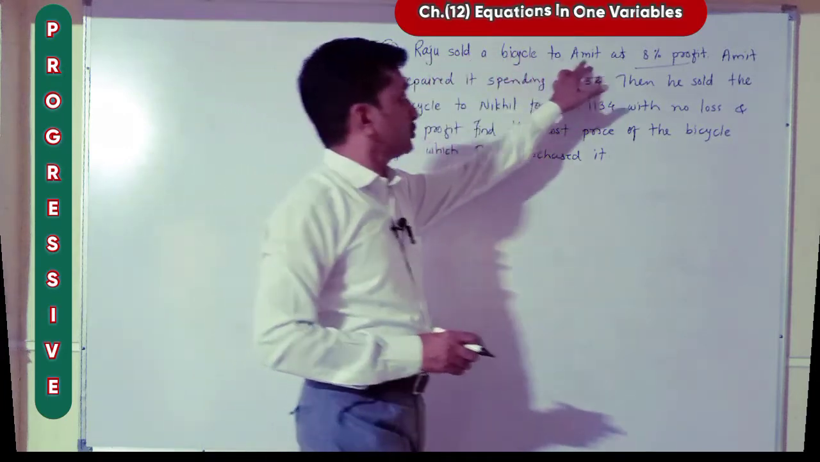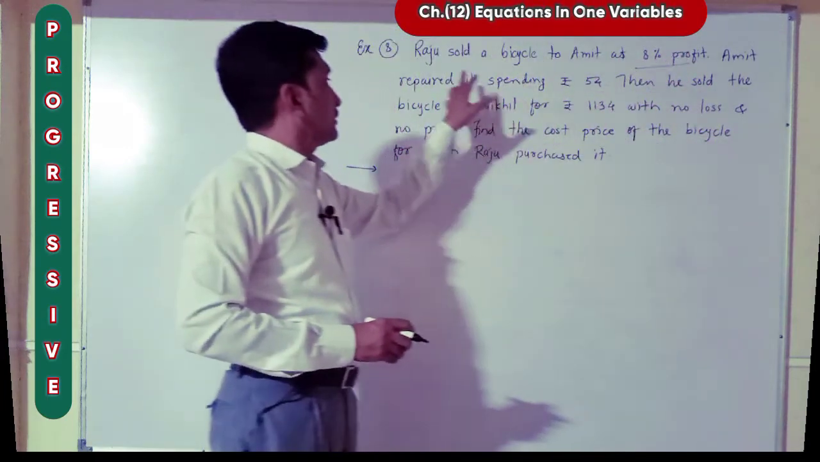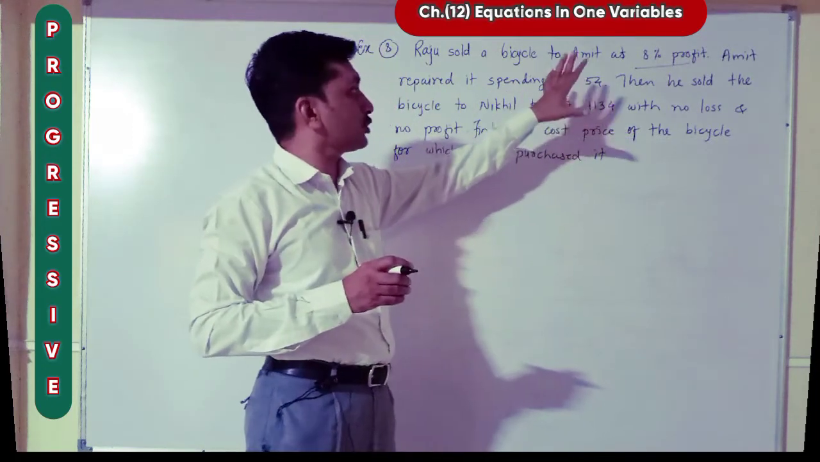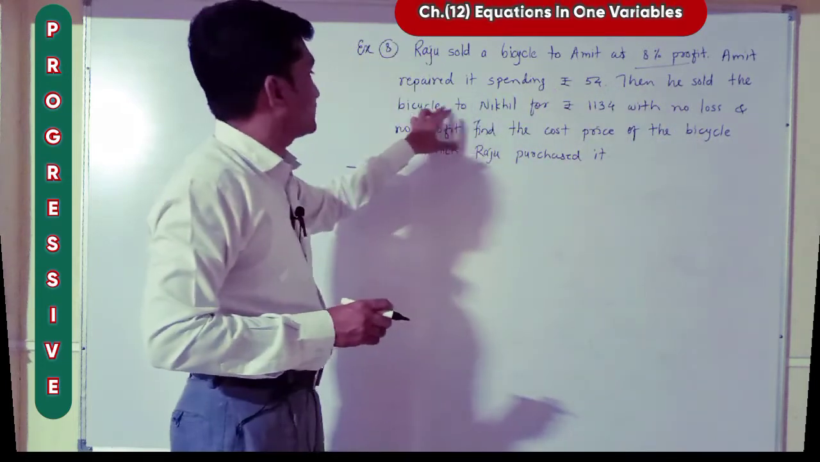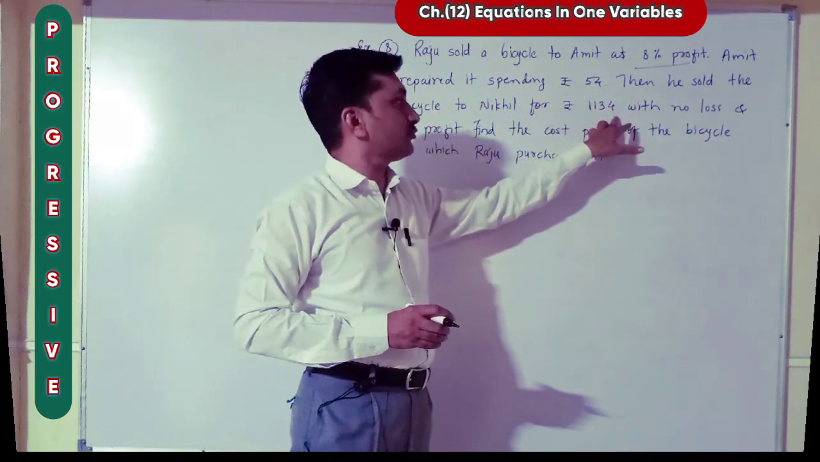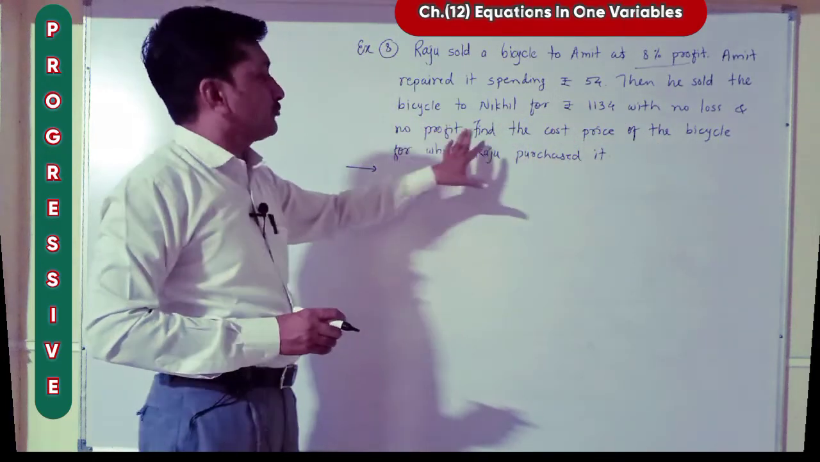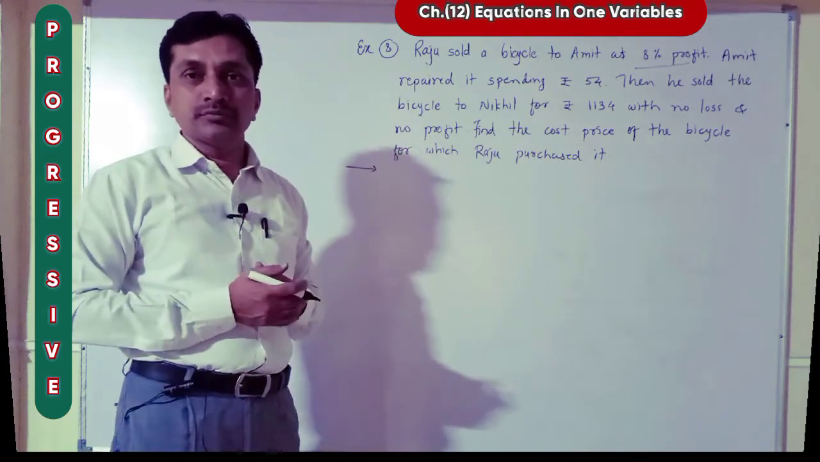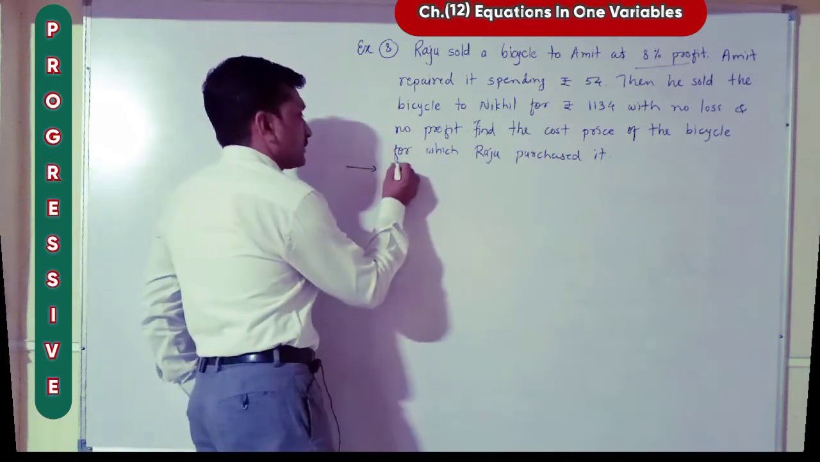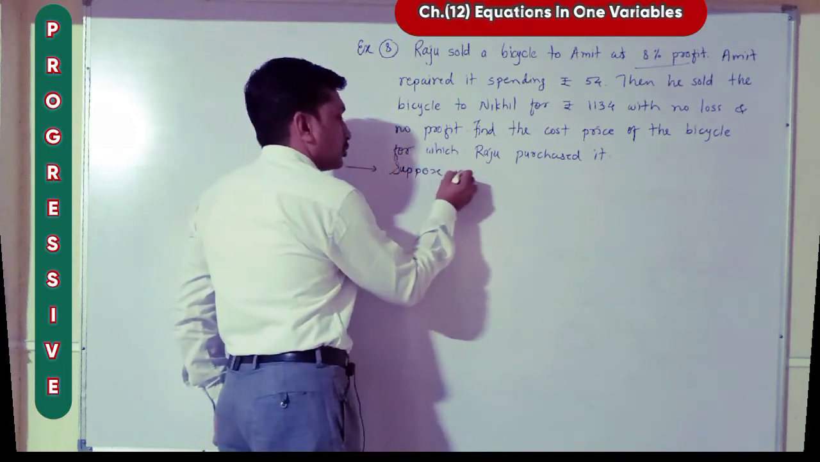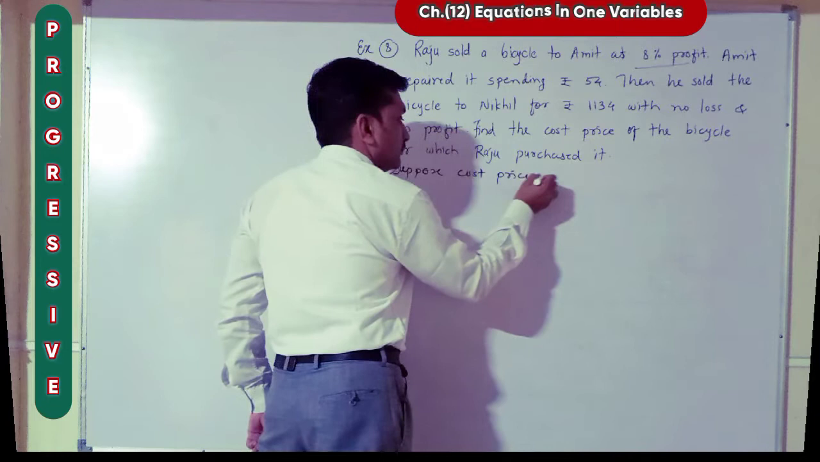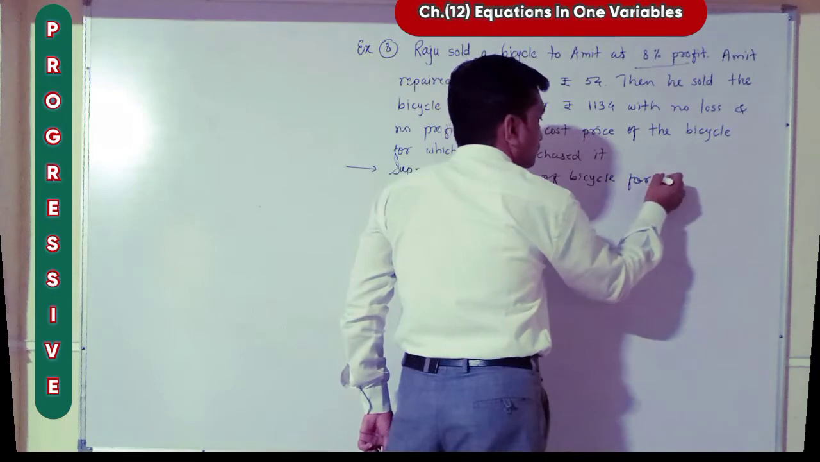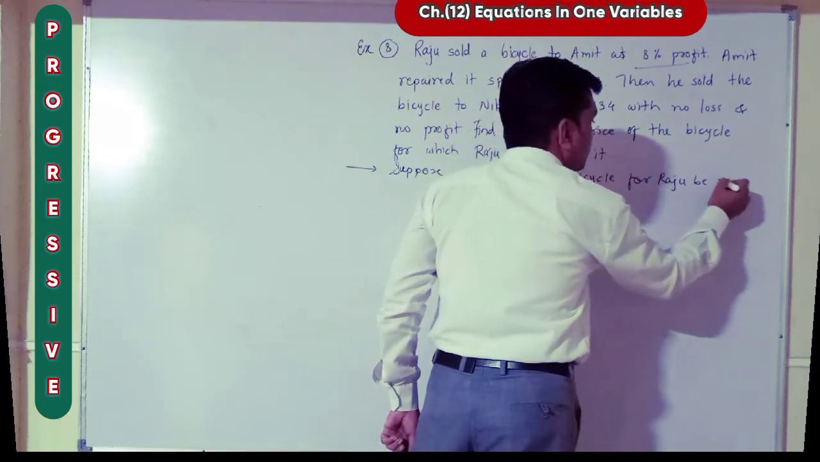Raju sold a bicycle to Amit at 8% profit. Amit repaired it, spending rupees 54. He spent 54 rupees on that. Then he sold the bicycle to Nikhil for rupees 1134 with no loss and no profit. Find the cost price of the bicycle for which Raju purchased. Now suppose the cost price of the bicycle for Raju be rupees x.